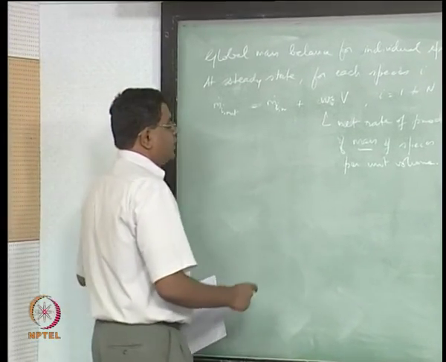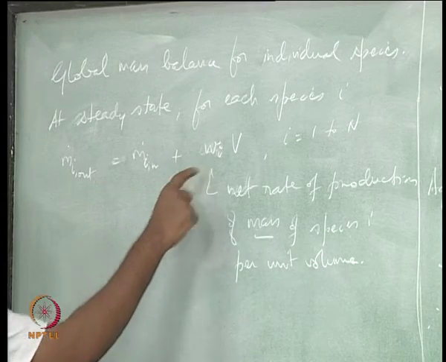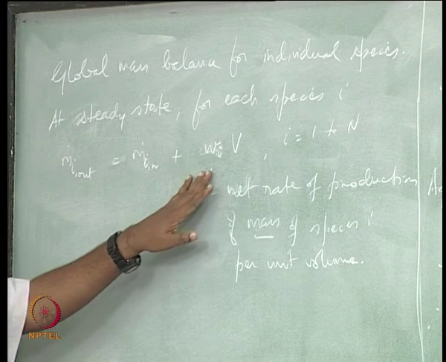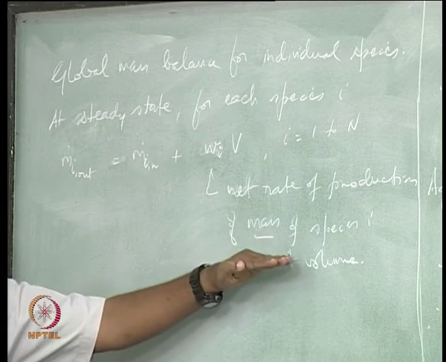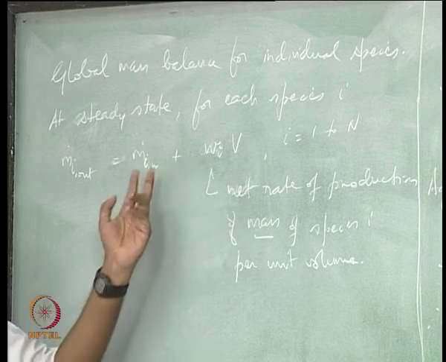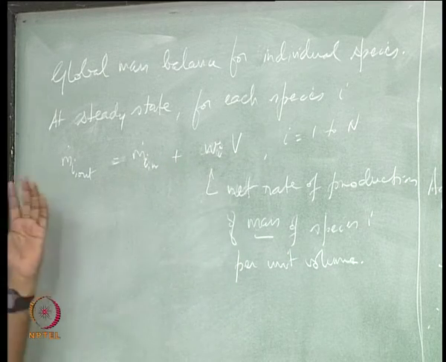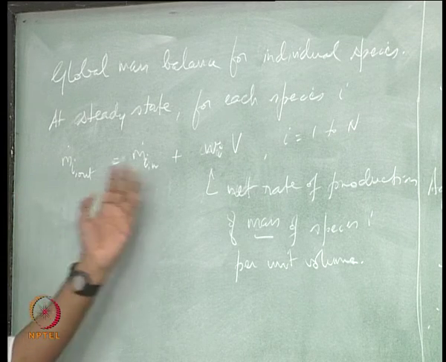So look at what's going on. This is the rate of mass produced per unit volume. So this should be kilograms per second meter cubed. So times the volume should get you kilograms per second. Okay, so these are kilograms per second mass flow rates.